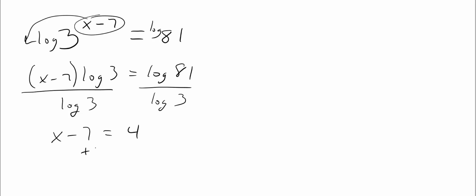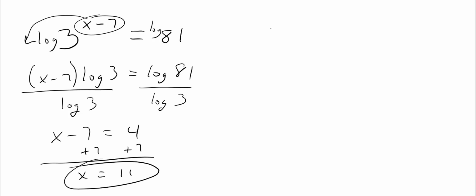And then I'm going to add 7 to both sides, because I have to solve for x, and x equals 11. That's my answer. So really, guys, 3 to the 4th power is 81. So think about it. If I put that 11 into where there is an x, I get 11 minus 7, which is 4. Okay? That's not bad. Okay, let's do a little bit crazier one.